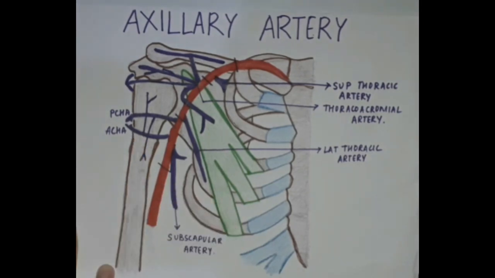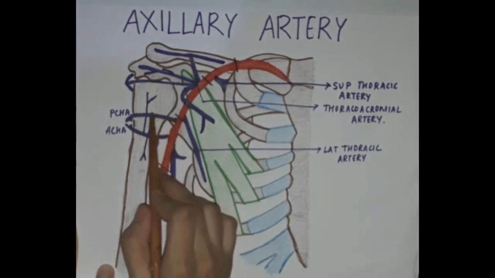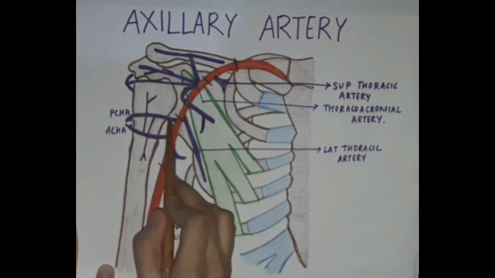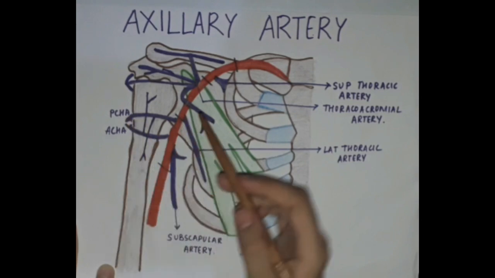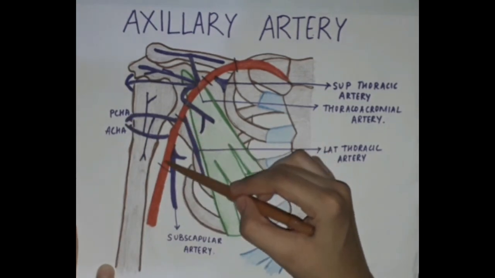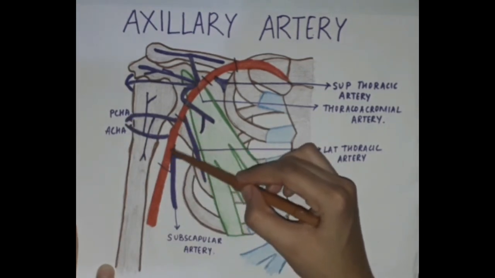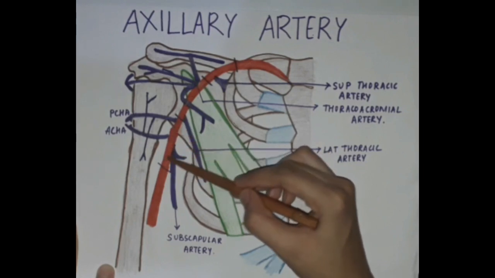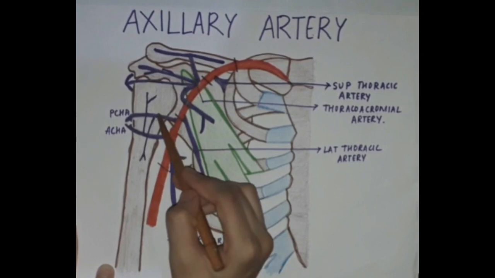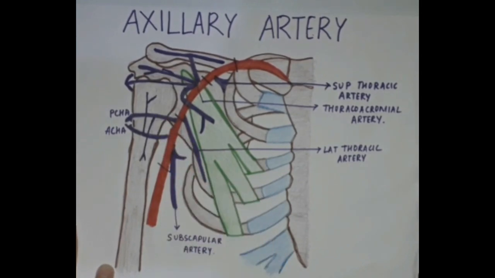The fifth branch is the posterior circumflex humeral artery. It is much larger than the anterior artery. It arises from the third part of the axillary artery at the lower border of the subscapularis muscle. It runs backward, accompanied by the axillary nerve, and passes through the quadrangular intermuscular space.